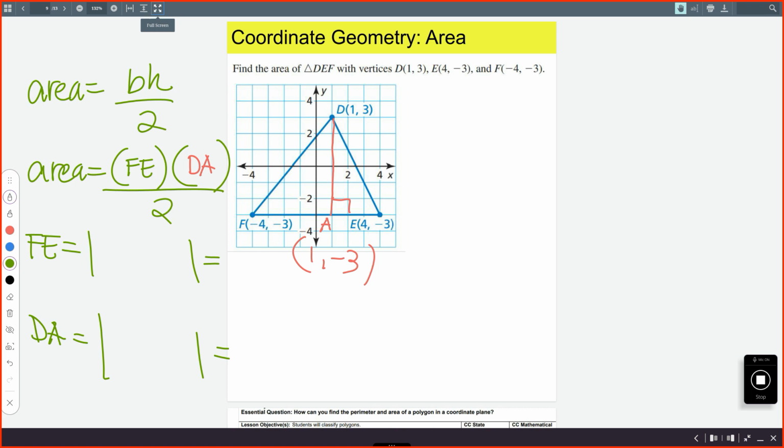Use absolute value. Pair up the numbers. If you remember what Catherine said earlier, it's along the X, so don't use the Y values if they're the same.